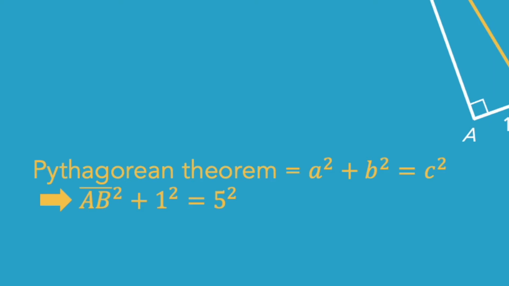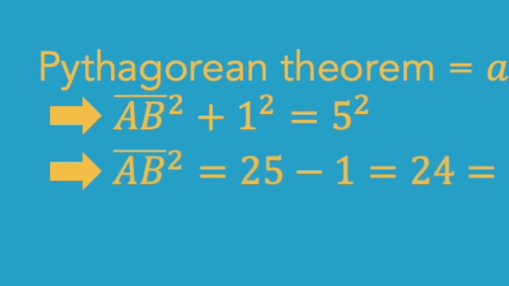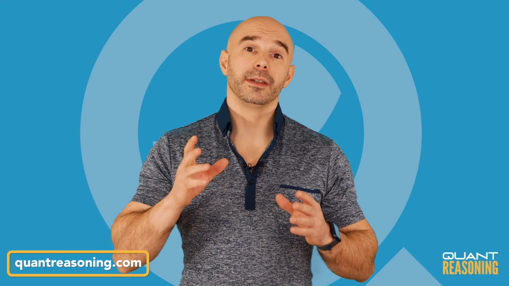Moving things around a little bit in that equation, namely subtracting 1 from both sides, we get that the thing we're trying to find squared equals 24, so the actual thing is the square root of 24. Now unfortunately, the square root of 24 is not in the answer choices.